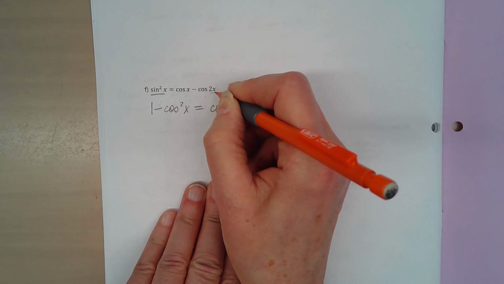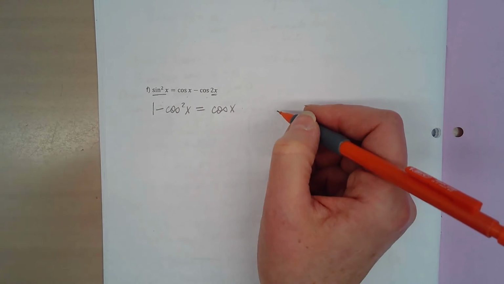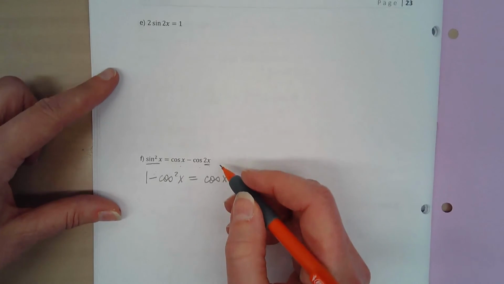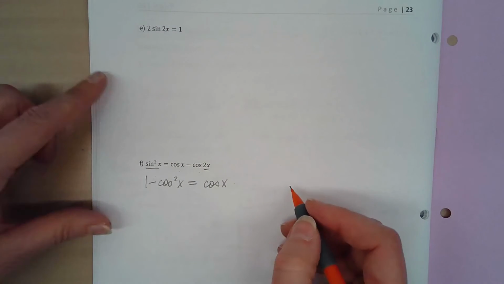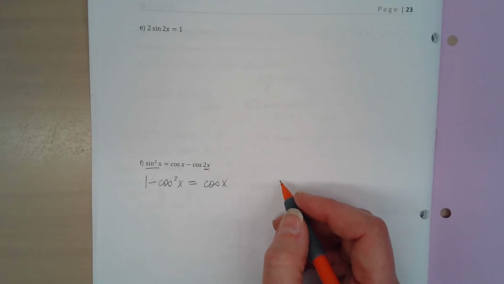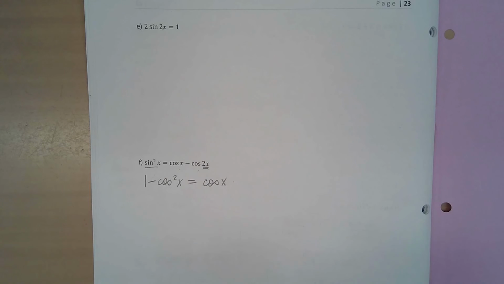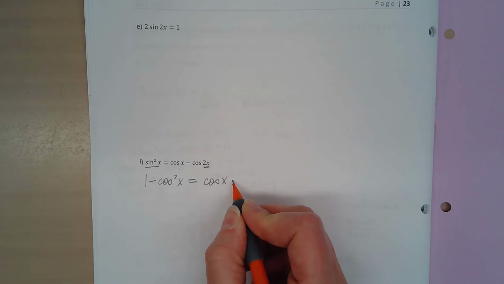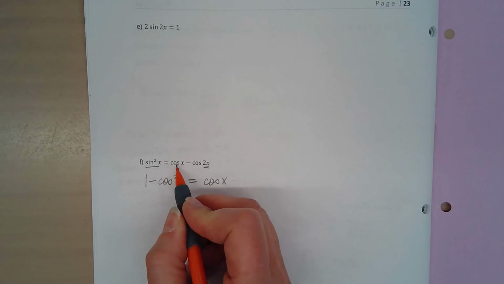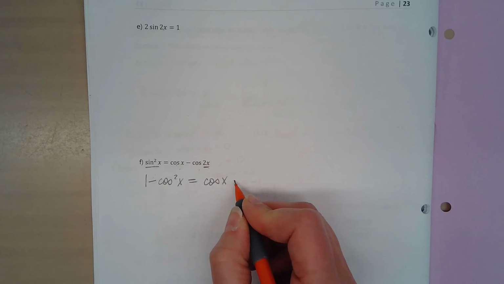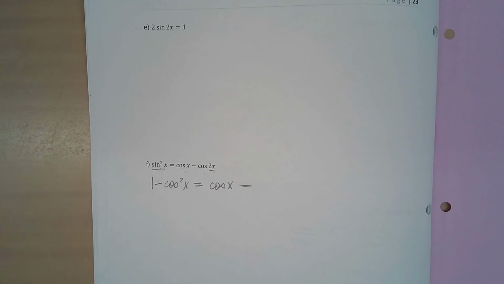Except I have this double angle. I can't solve with double angles. Notice this has a double angle and this guy has a double angle. It's hard to solve with multiple angles. We'll learn a technique on Monday, but so far we don't know. So now I've got cos squared and I've got a cos. Can I rewrite my cos double angle in terms of coses?